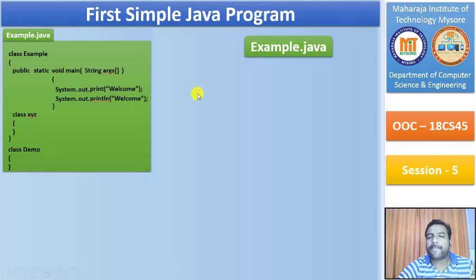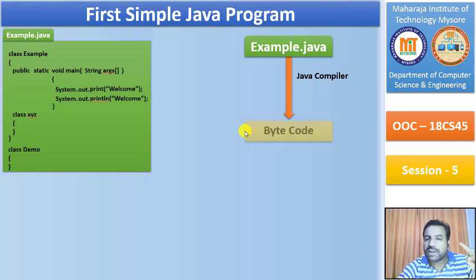Once the source code is ready, what's the next step? Yes, as usual we need to compile this. As a result of Java compilation, what do we get? Yes, we get an intermediate code which is called bytecode. The bytecode will be interpreted by the JVM to convert it to machine code or native code for execution. But right now, when I compile, I'm going to get bytecode.